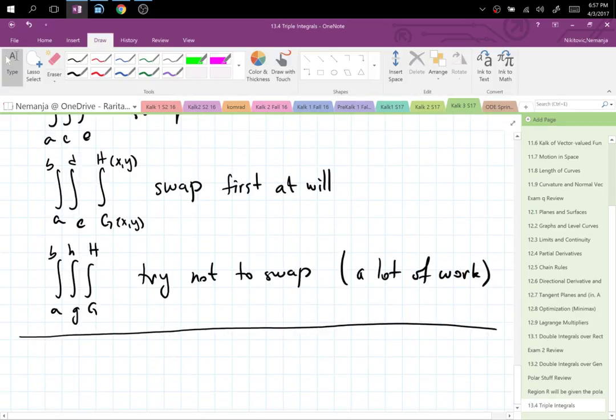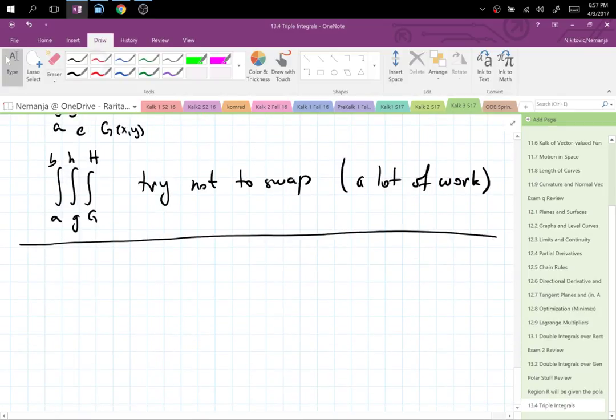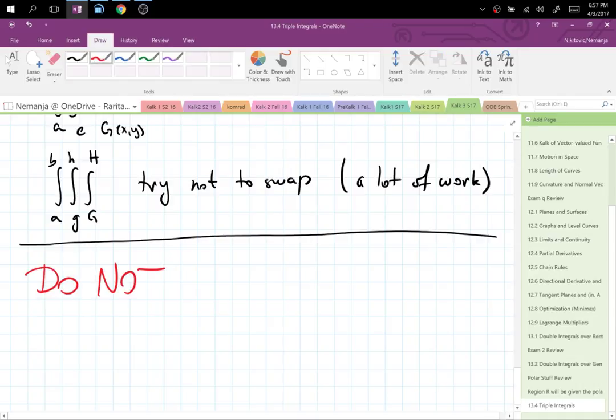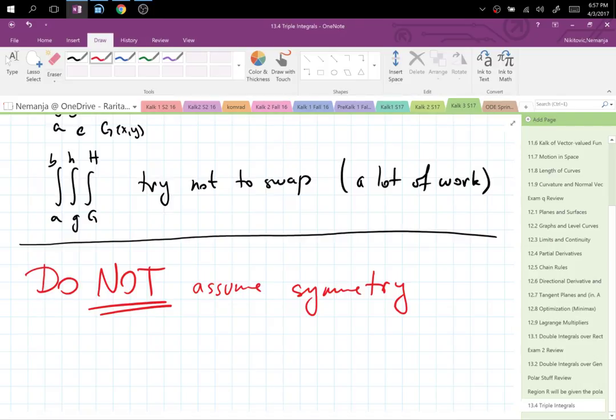And as a rule, do not assume symmetry. Damn, I missed that on the exam. I wanted to be fancy when I was taking Calc 3, and I saw the symmetry of the region, and I said, me being lazy, I'm just going to do half and multiply by 2. Hell no, it doesn't work.